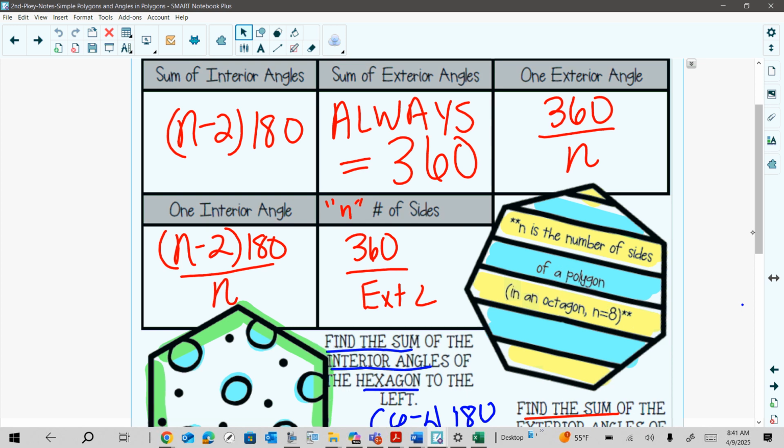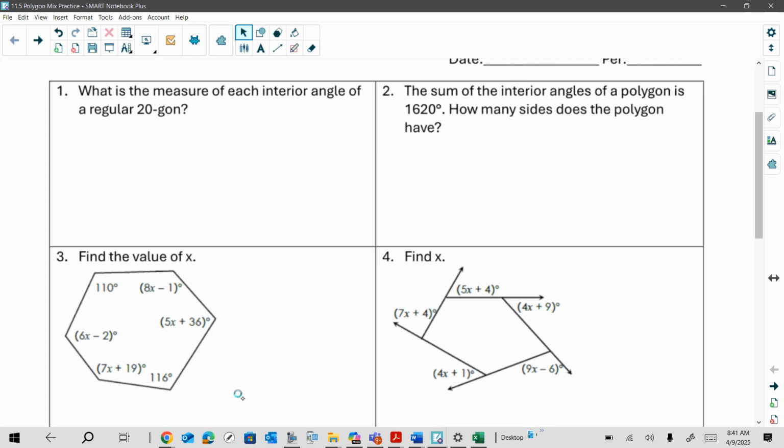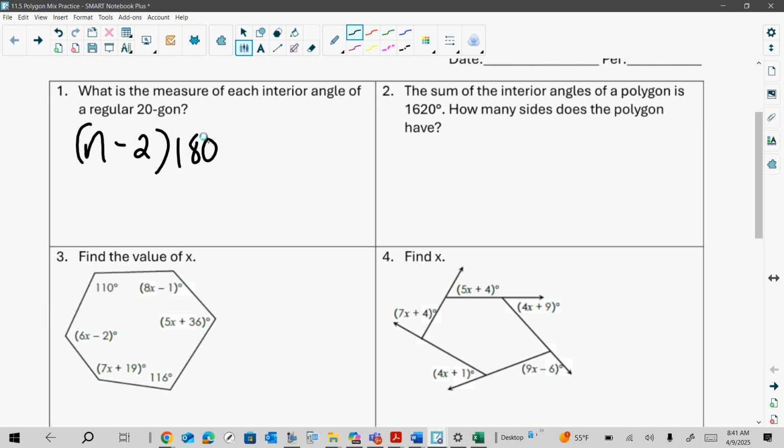You're going to have to read the key information from the problem to identify which formula to use. That's for the first four. You will have to work backwards on a couple of them. On the first one, it says what's the measure of each interior angle of a regular 20-gon? So what formula should we use here? n minus 2 times 180 divided by n, because it says each interior angle. So that means one interior angle.